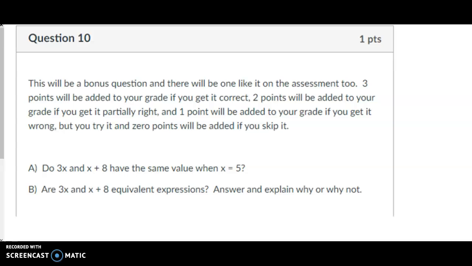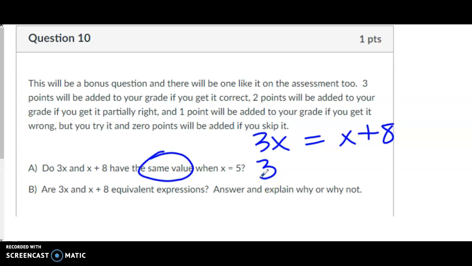So here's the question. Do 3x and x plus 8 have the same value? That's the key word, same value when x is 5. So we're going to see if they have the same value when x is 5. Are they equal when we simplify them and put in a 5 for x? Will we get the same answer? That's what we're looking for.